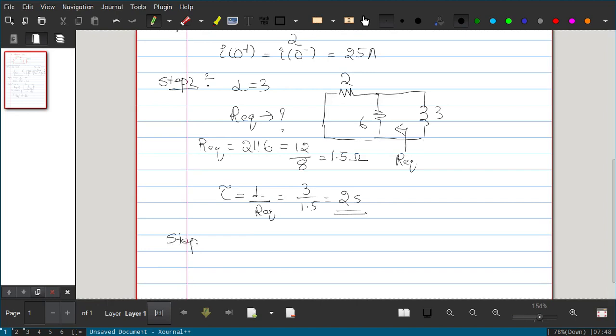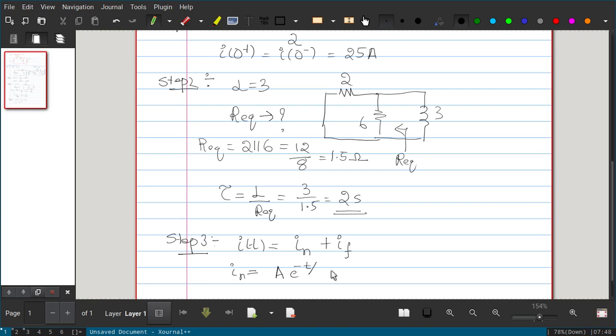Step 3, we will write the response I of t. I of t will have two components. One is natural response, another one is forced response, In of t and If of t. Since it is a driven RL circuit, we will have natural response also, forced response also. And how to write this In? We will first consider In. In form is A into e power minus t by tau. Tau is already calculated, it is 2. Okay, and A we have to calculate from the initial condition.